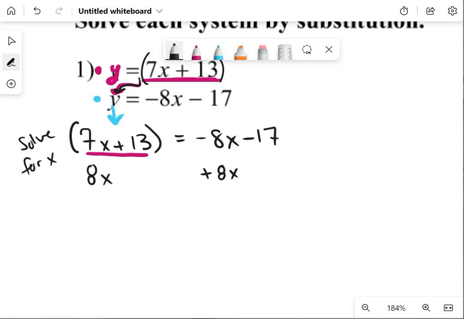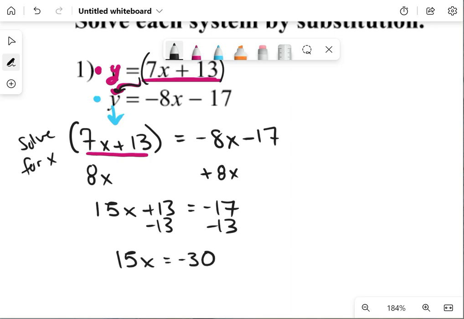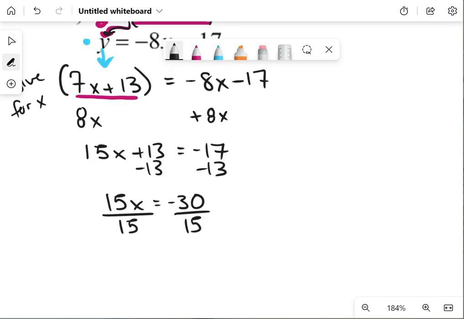And 7 plus 8 is going to be 15x plus 13 equals negative 17. And subtracting 13, 15x equals negative 30. And dividing by 15 means we get x equals negative 2. Okay, which is great. But wait, there's more.